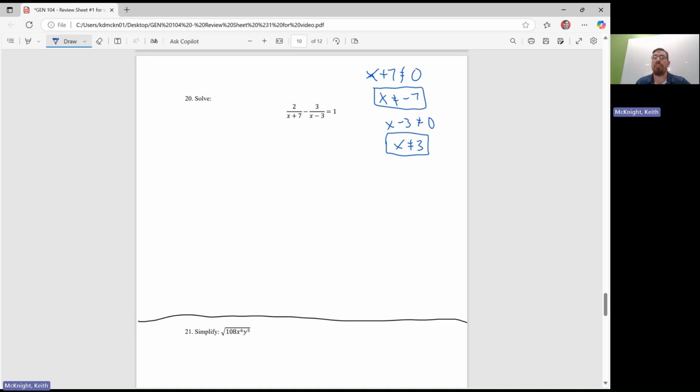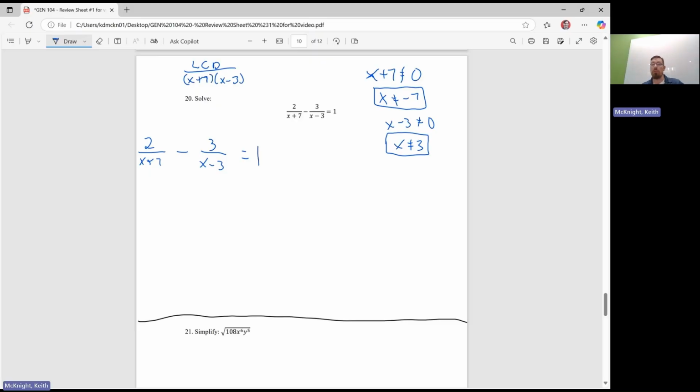Now we're actually ready to start solving this thing. So what we're going to do is figure out what our least common denominator, or our LCM of the denominators, is, because we're going to use that just like we did on question 1, and we're going to multiply that through the whole equation on both sides to cancel out our fractions just like we did on question 1. So we're going to do 2 over x plus 7 minus 3 over x minus 3 equals 1. Now our LCM, or our LCD if we want to call it that, is going to be both x plus 7 and x minus 3.